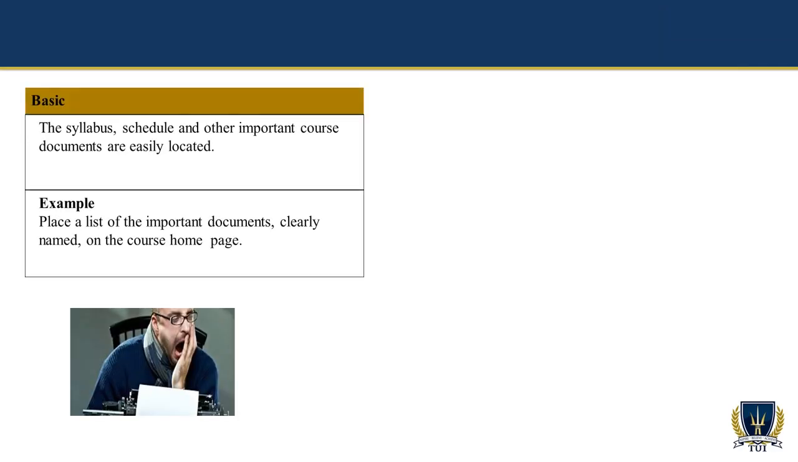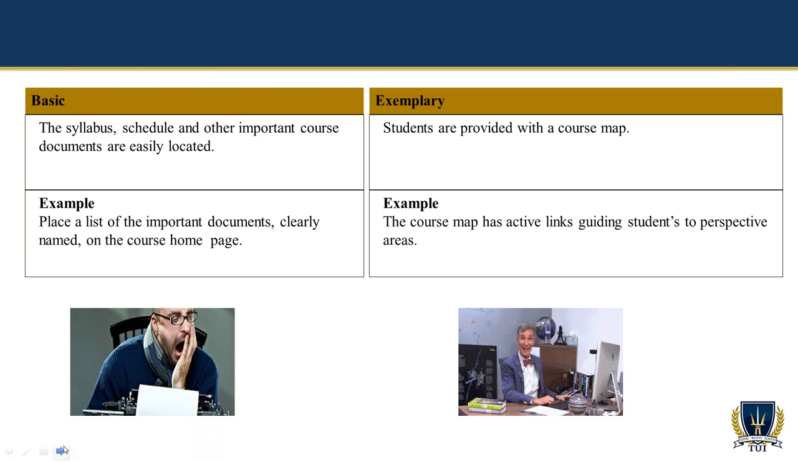So next, as a basic practice, your students should be able to easily locate the syllabus, the course calendar, and any other documents that they use regularly. However, if you want to be exemplary, you would include a course map, as this reaches all types of learners by providing a visualization of the course layout. The course map might include active links guiding students to prospective areas of the course.